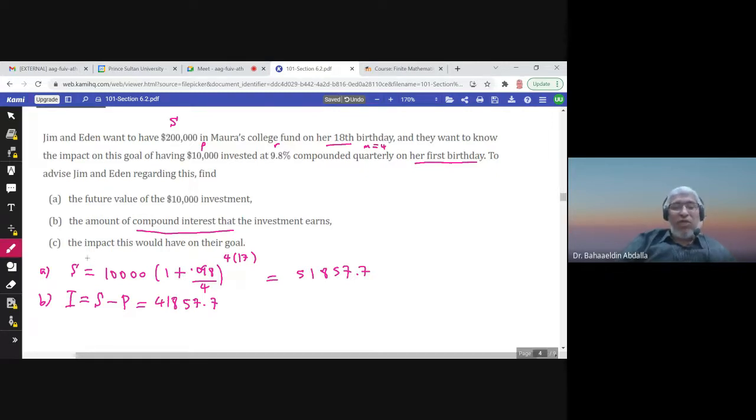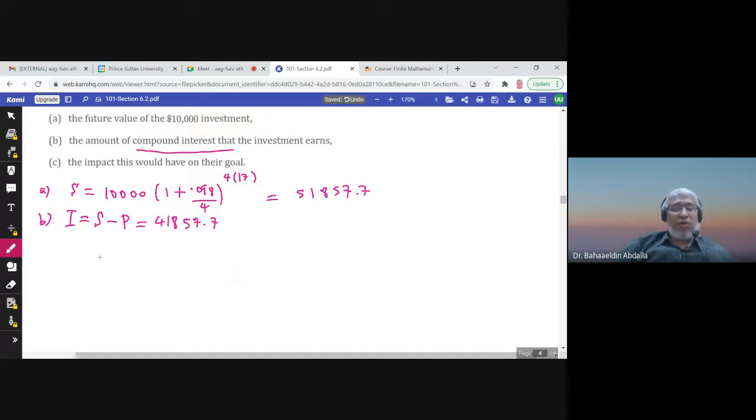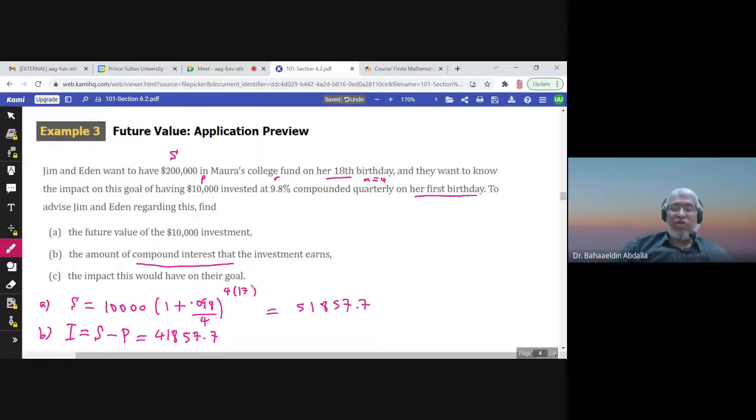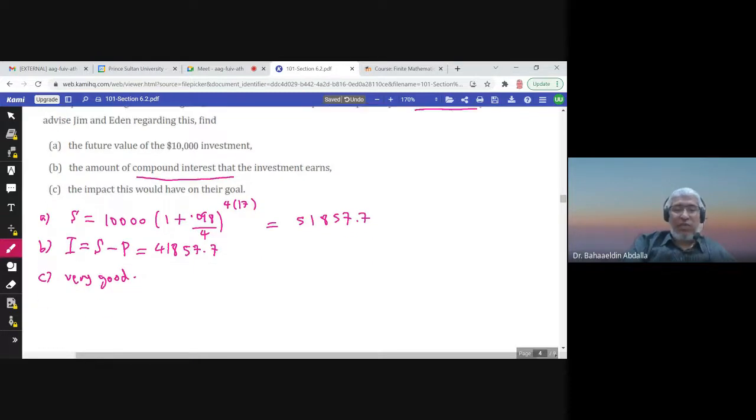So what is the impact this would have on their goal? Well, it would be very good for them, okay? Because if they just put 10,000, after 17 years, they will get about a quarter of the money they need. So if they can manage to put 40,000, they will get all the amount they need after 17 years.